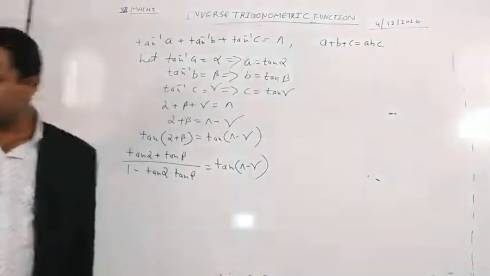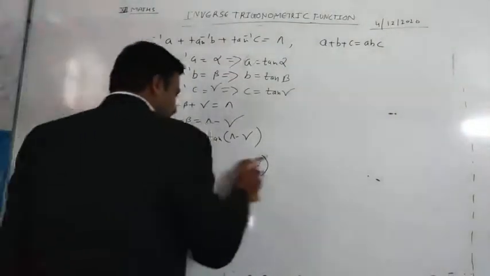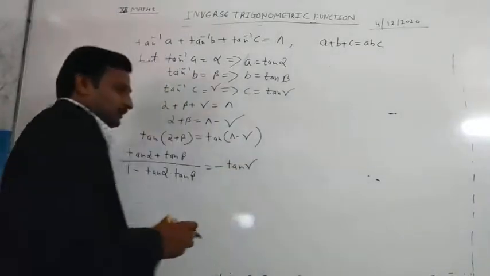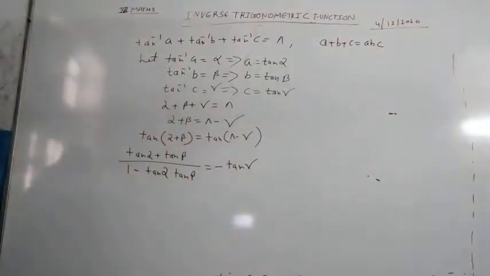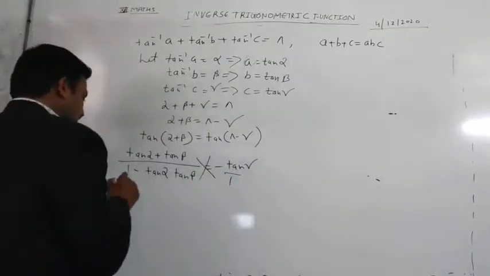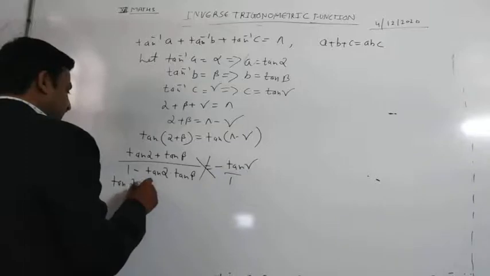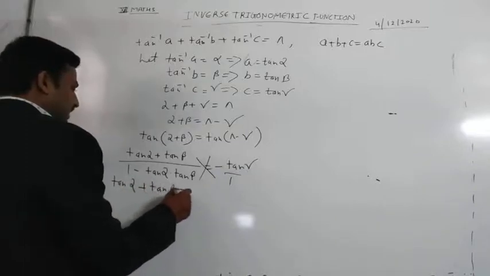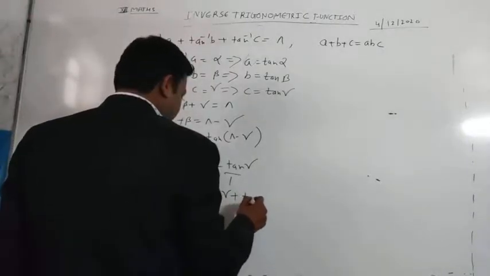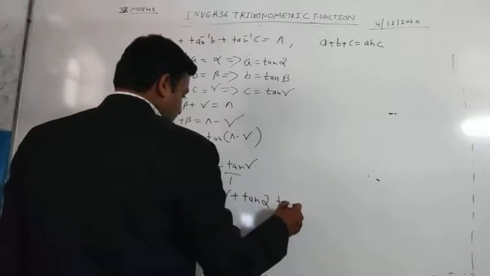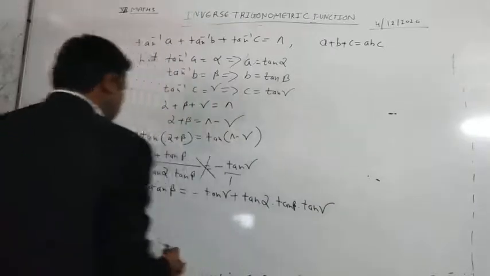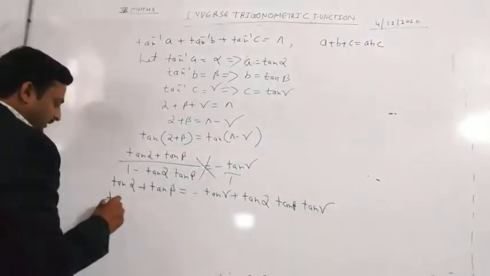So tan of pi minus gamma we can write what? Tan of pi minus theta is minus tan theta. Now we multiply this. We get tan alpha plus tan beta is equal to minus tan gamma plus tan alpha tan beta tan gamma. So send this to the left hand side.